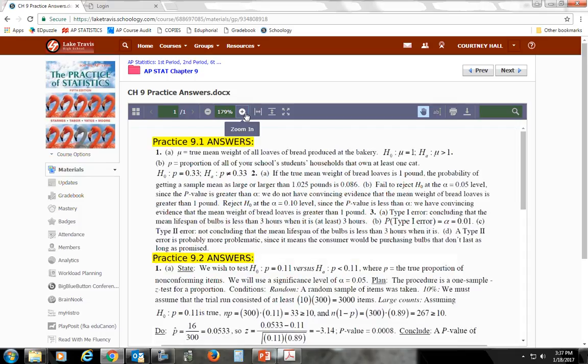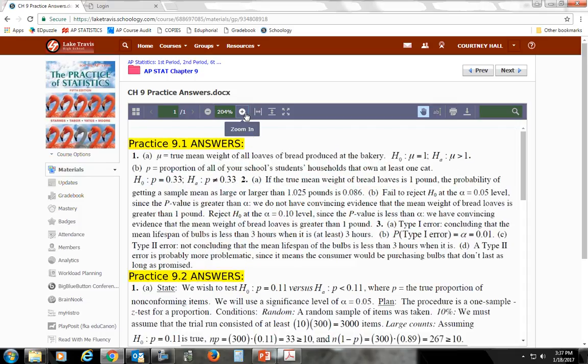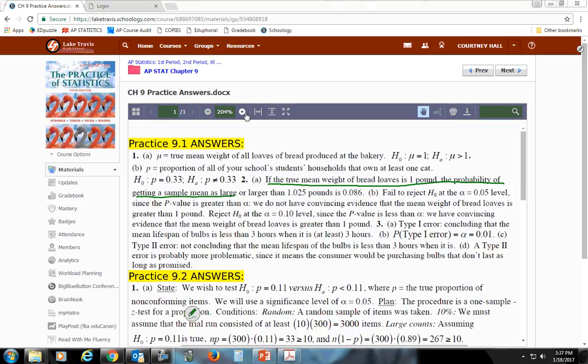Let me blow it up for you. So we're on number 2. So here it is. If the true mean weight of bread loaves is 1 pound, the probability of getting a sample mean as large or larger than 1.025 pounds is the p-value.